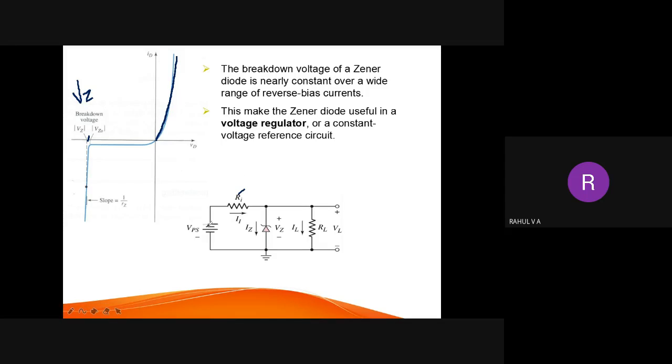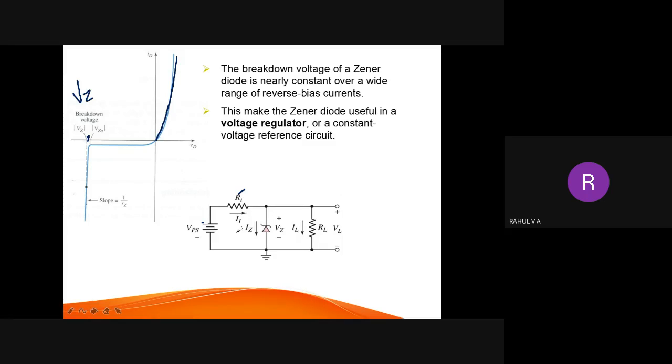Now you see that this is the connection. If you look at the connection, there is a DC source. It is actually a regulator, a regulator for a DC source. So input is DC, output is also DC. But we have a Zener diode connected in reverse biased condition. It should not be in forward biased condition. Reverse biased condition is the most important point in this topic.